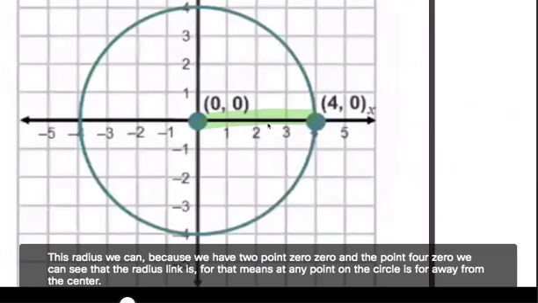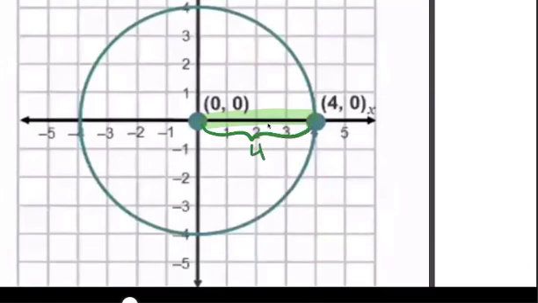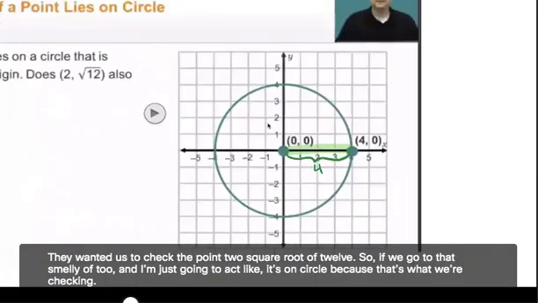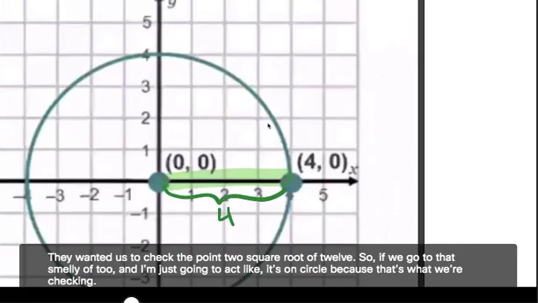This radius we can see because we have the point 0, 0 and the point 4, 0. We can see that the radius length is 4. That means that any point on the circle is 4 away from the center. They wanted us to check the point 2, square root of 12. So if we go to the x value of 2, I'm just going to act like it's on the circle because that's what we're checking.